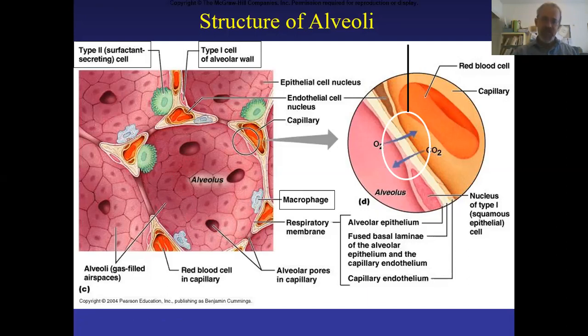So we have three types of cells. This first cell is important, forming part of what we call the respiratory membrane, along with the capillary. We also have the surfactant cell, of course, and then the macrophage.